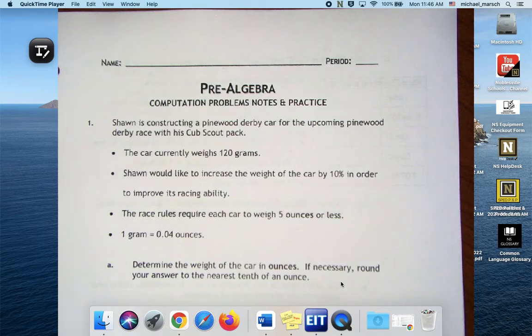Practice a couple of these together today. Make sure we have a system, because it might look a little overwhelming at first, but it's really not that complicated. There's just a few things we need to do to figure out if Sean can add 10% of the weight to his boxcar, his Pinewood Derby car, right?